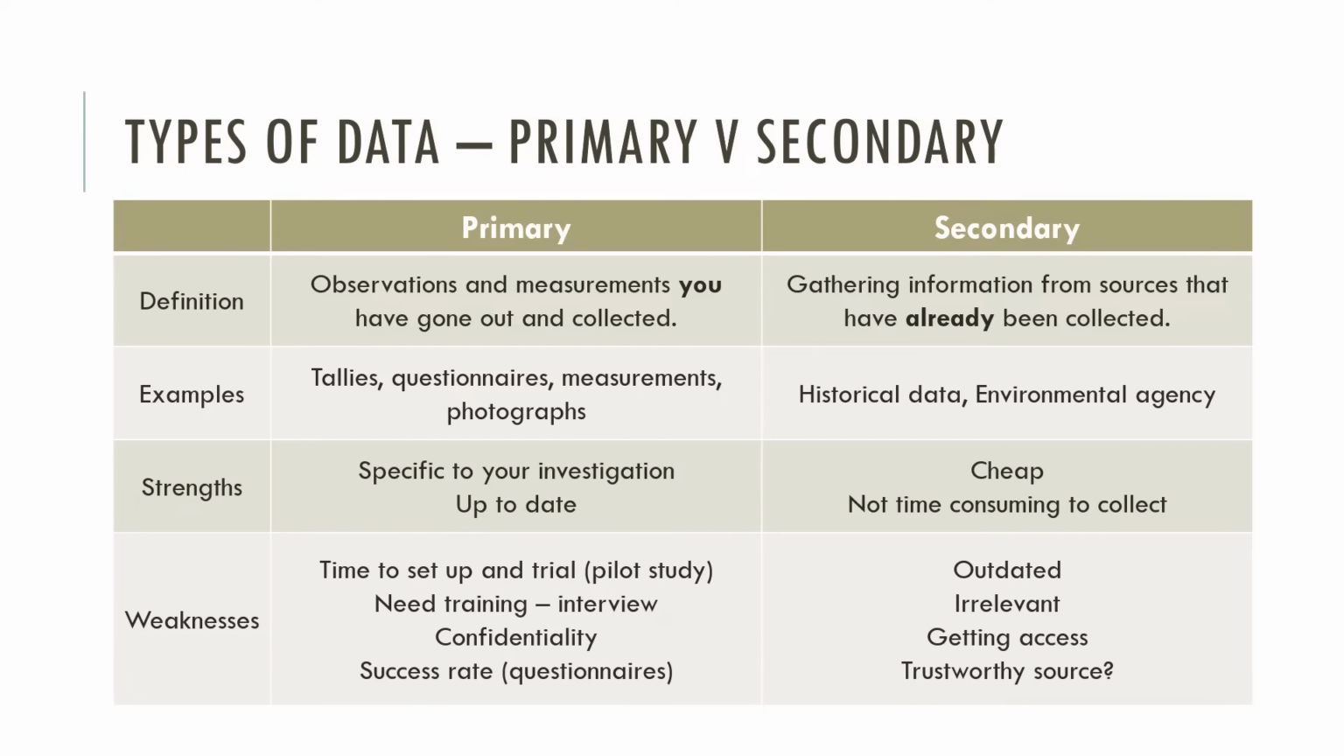So types of data, primary versus secondary. Really the key thing to note about primary data is that it is observations that you have gone out and collected. Okay, so you've prepared an investigation, you've decided the methods, and you've gone out and collected the data, whereas secondary information is pretty much data that's already been collected. For example, it could provide you with tidal information, it could provide you on past investigations in that particular beach, and other studies as well. So that's the key difference.